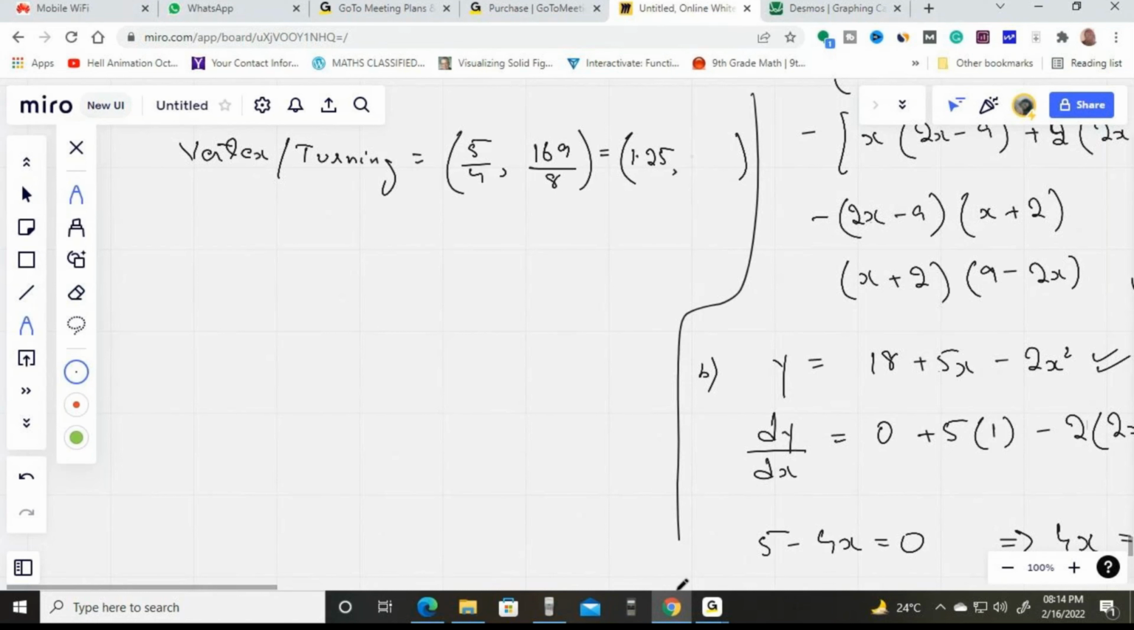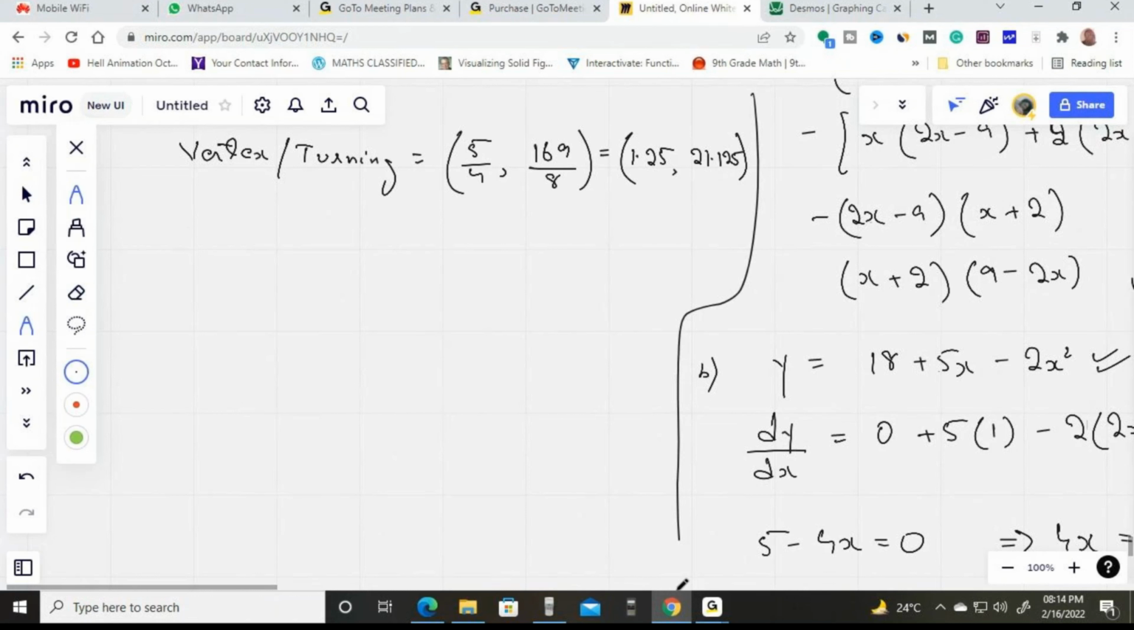Wait, what did you say? 5 by 4 in decimals, oh, it's 1.25, yeah, it's 1.25. And 169 by 8 is what, 21.125. Yes, thank you. That's it.